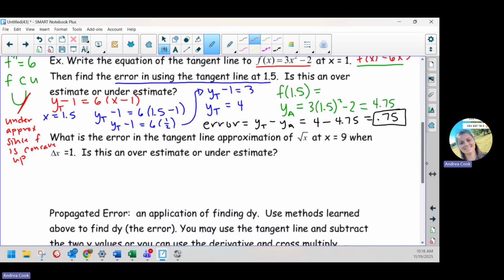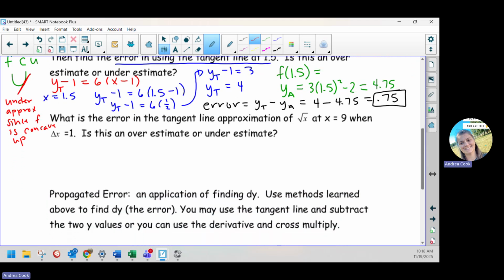All right, our second example here. What is the error in the tangent approximation? So we have this function, y equals the square root of x, at x equals 9 and delta x is positive 1. So that means that we're going to go 1 away from 9.